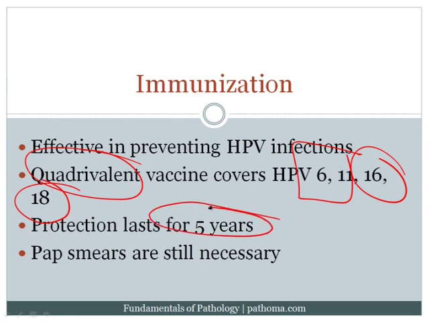Protection lasts for about 5 years, so you have to re-immunize every 5 years. And remember that the patient still must get Pap smears. Why do they still need to get Pap smears? The answer is because you're only protecting against 16 and 18. What about 31, 33, and the other less common subtypes that could also result in dysplasia? So we have not eliminated by a vaccine the possibility of dysplasia. Therefore, patients still must undergo Pap smear, and that's a high-yield principle to be aware of.